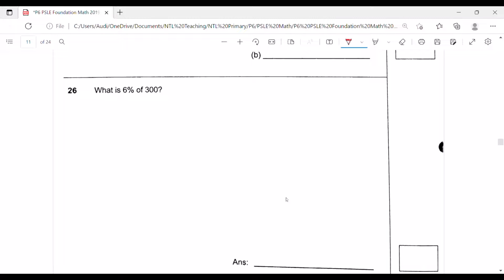Okay, question 26. 6% of 300. Now, percent means over 100. So 6% means 6 over 100. Of means times, and 300 just remains like this. Now, what do we do? We will write it this way.